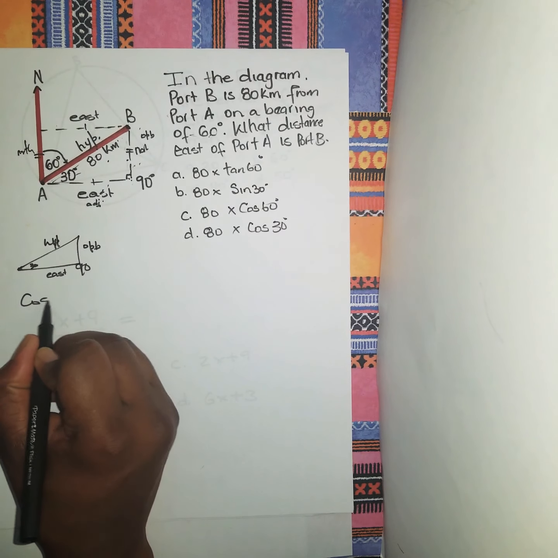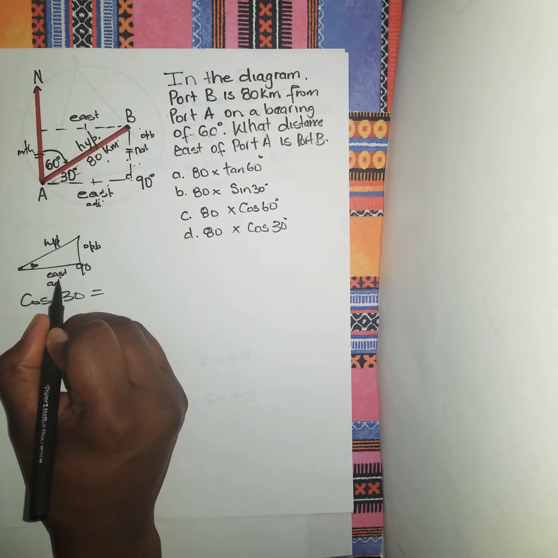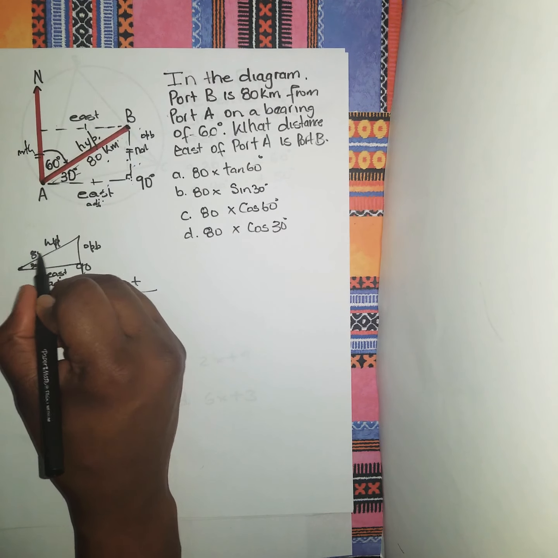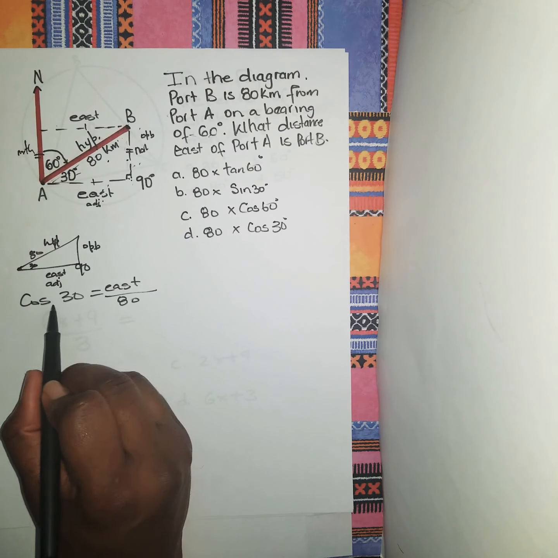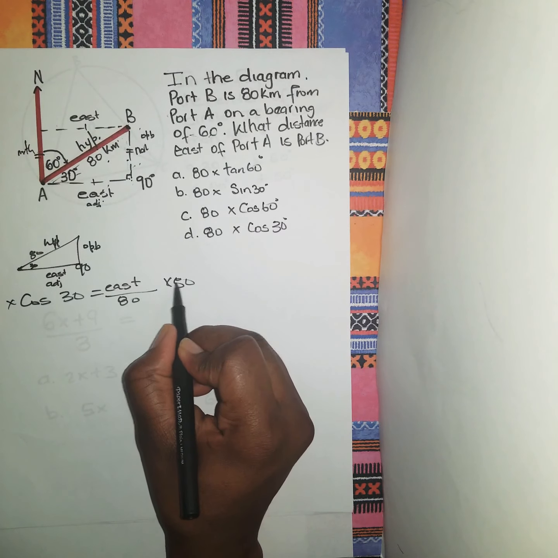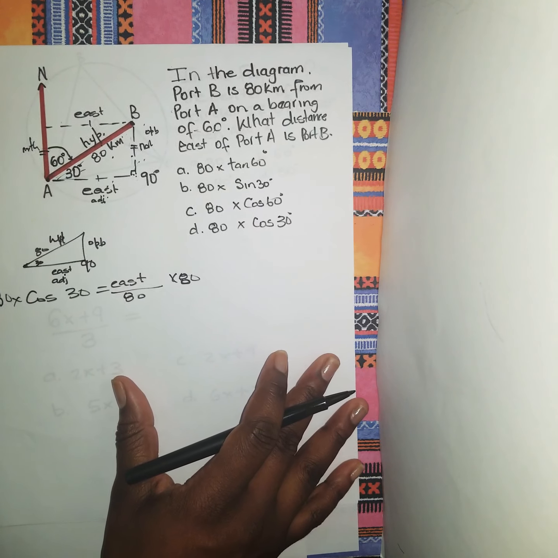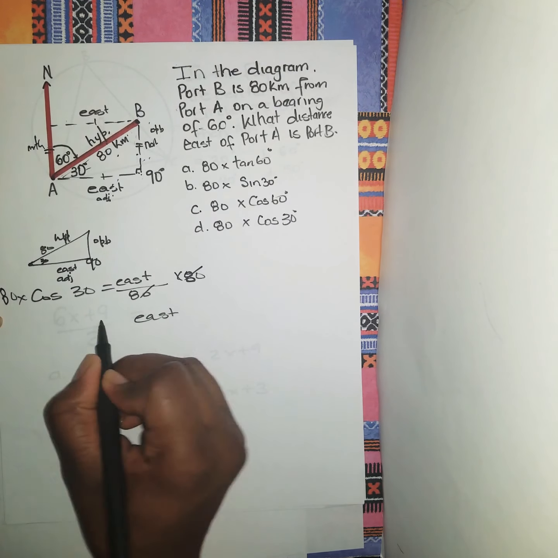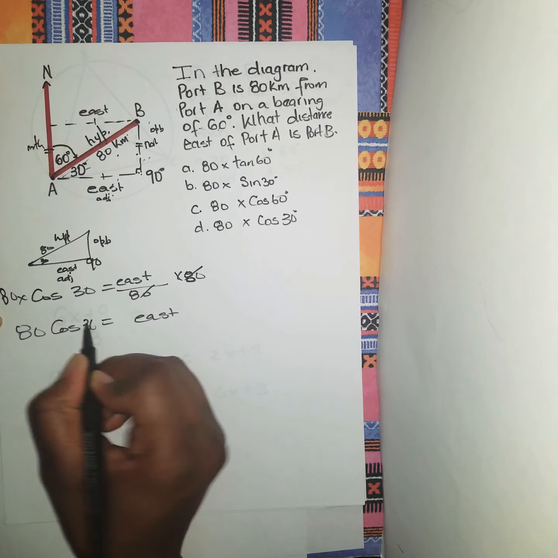So we know that the cos of 30 would be adjacent, which is east, over the hypotenuse here, which is 80 kilometers. All right, and so to find east, you multiply both sides by 80. I think I'm writing too fast. You multiply both sides by 80. You cancel that, so east is equal to 80 cos 30.